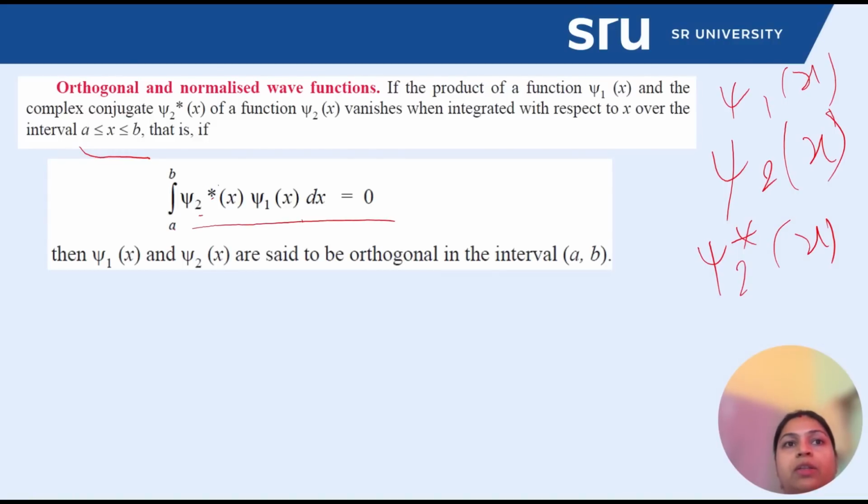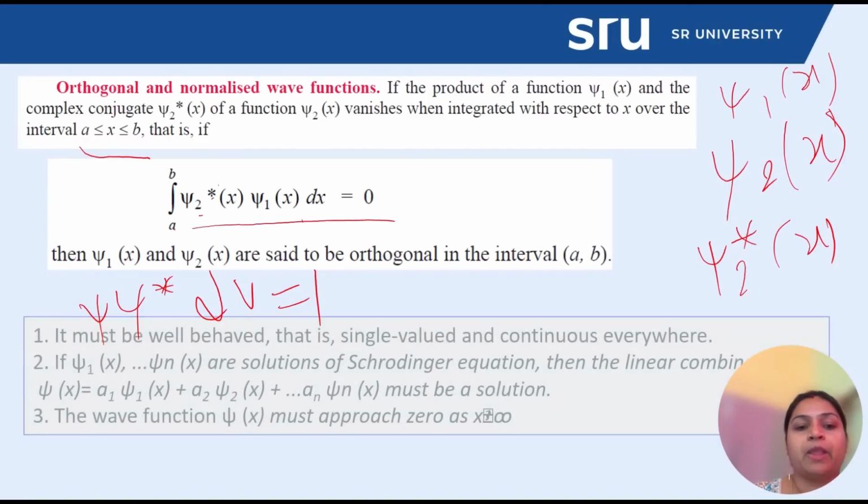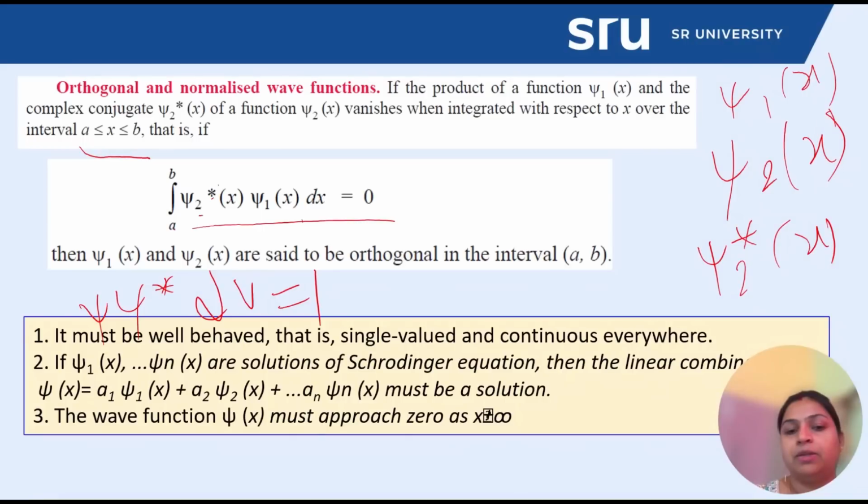We know that the probability of finding a particle in a volume element dv is given by psi star psi dv. The total probability of finding the particle in the entire space is, of course, unity, so this is 1. The wave function must also be well behaved, that is, single valued and continuous everywhere.